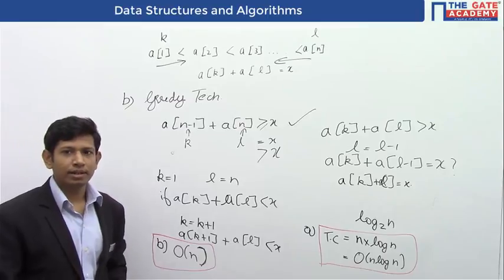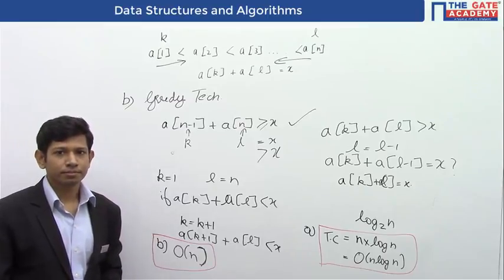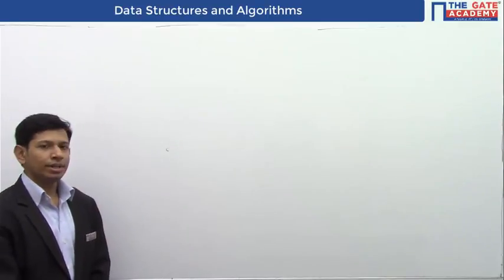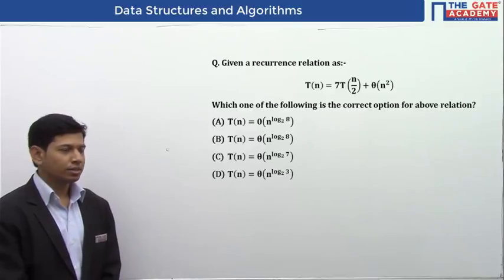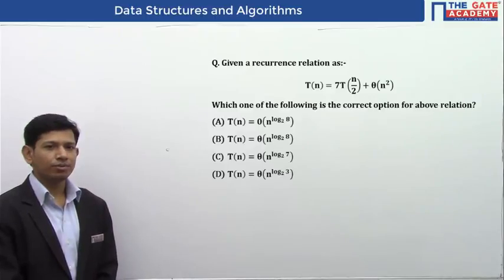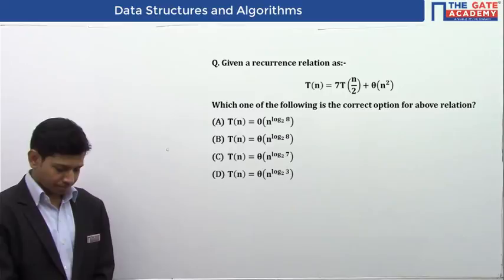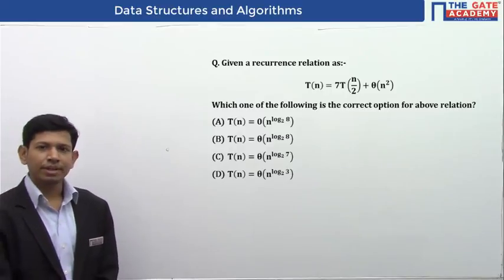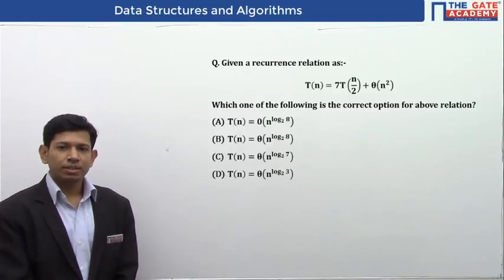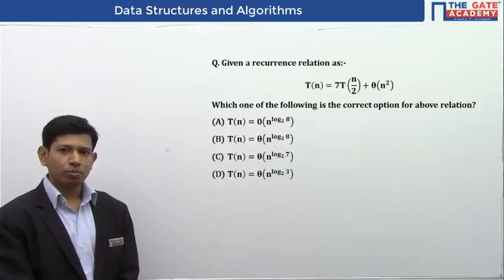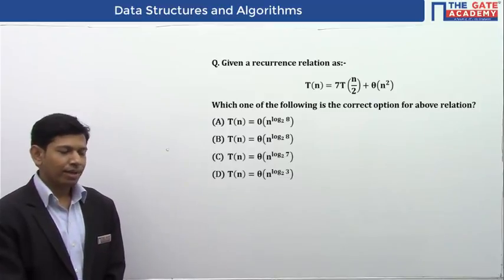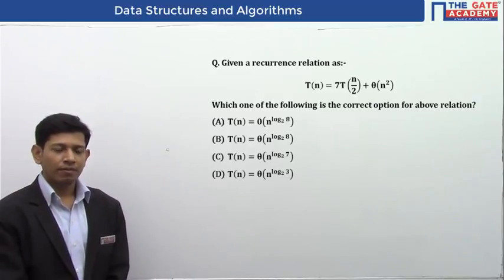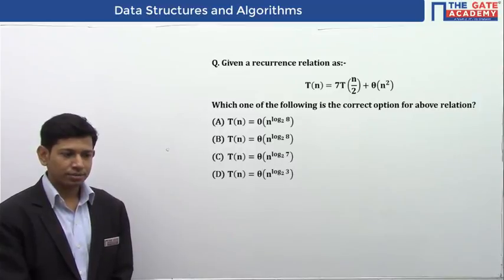Now let's look at another problem. In this question, we are given a recurrence relation and we have to find the value of this recurrence relation. We are given the recurrence relation T(n) = 7T(n/2) + n square, and we have to find out what is the value of this recurrence relation.